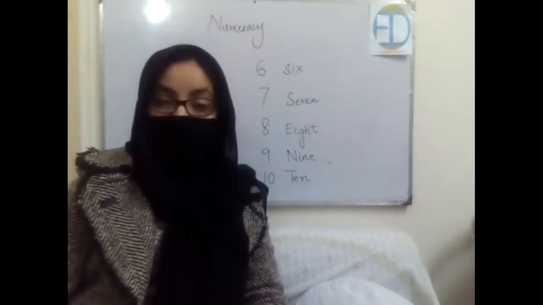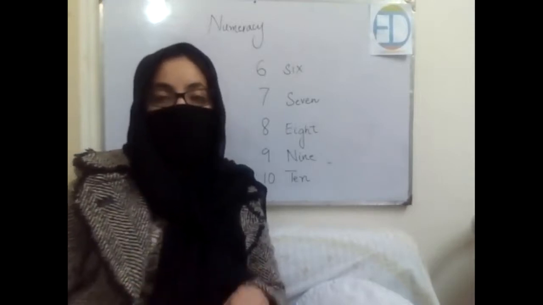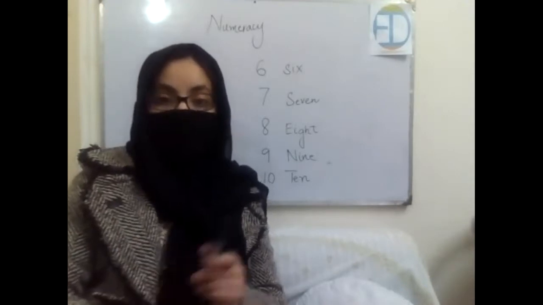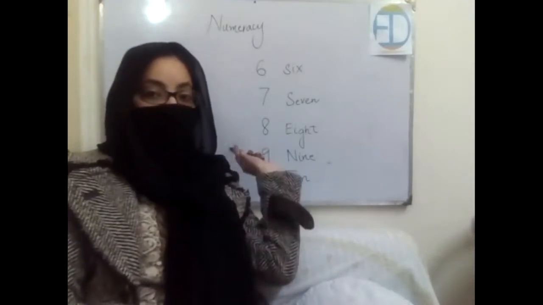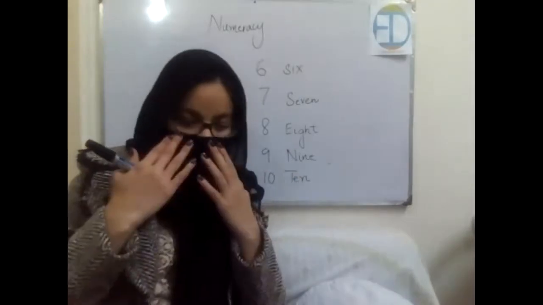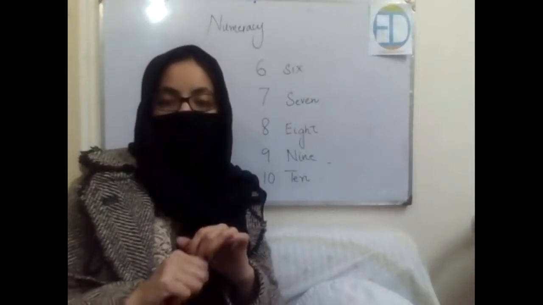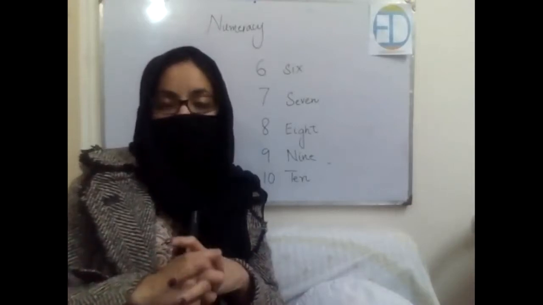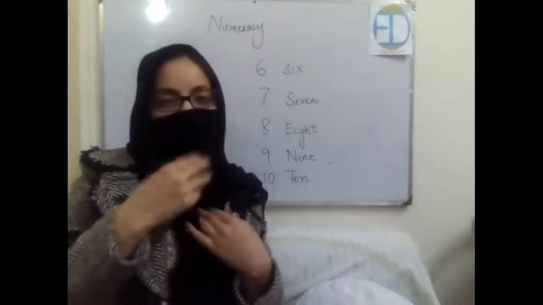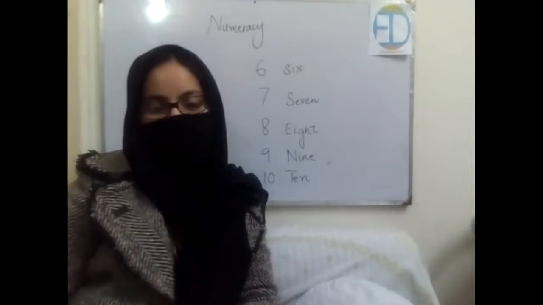Now let's open your notebooks, write CW, today's date, and write the names of the numbers from 6 to 10. I have written this for you on the board. You can take help from there, but I want you to write it by yourself, okay? Because we have already practiced it many times. But still, if you need any help, you can ask me, okay? Prepare the page, open your notebook, and start writing.